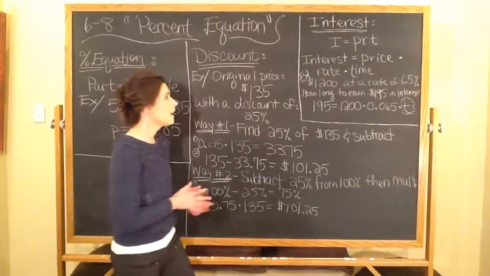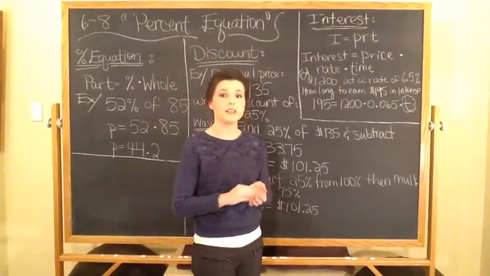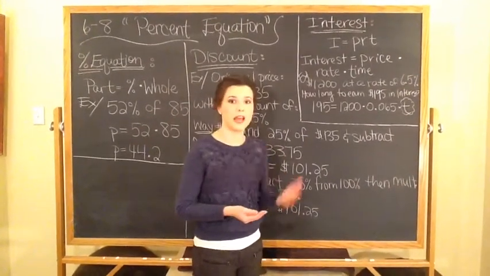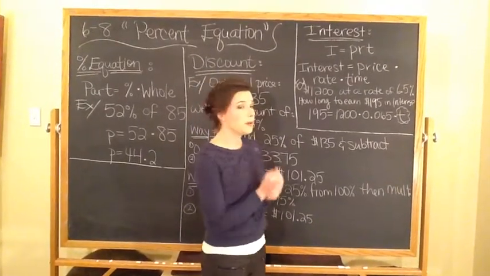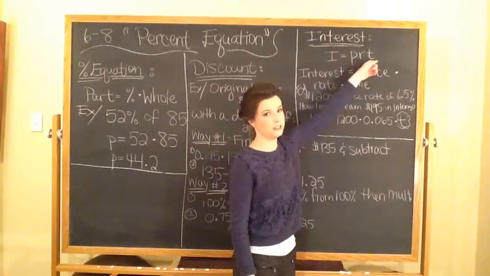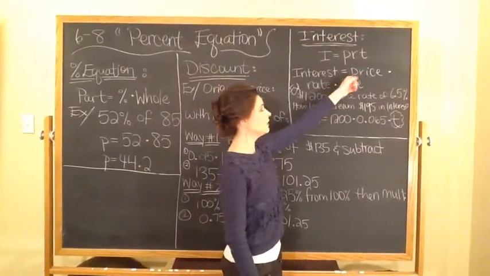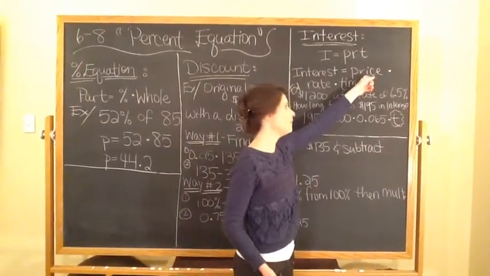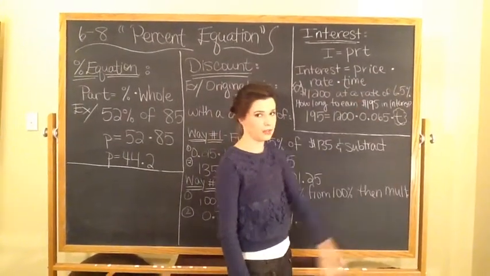All right, the last thing we're going to be doing in this lesson is finding the interest. If you put money in a bank and it's gaining interest, then that means some money is being added on over time. The formula to find interest is I equals PRT. The I stands for interest, and it equals the principal, the original amount you put in, times the rate, times the time. So how long is it being in there?